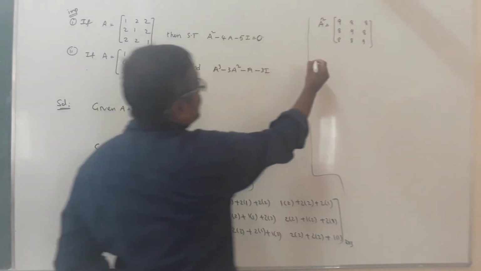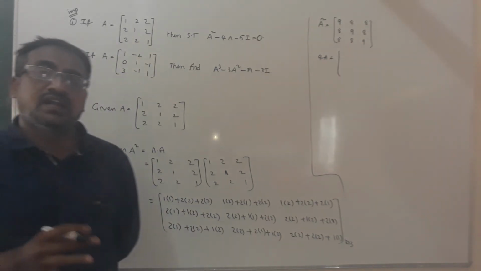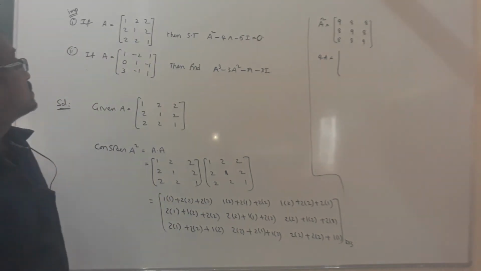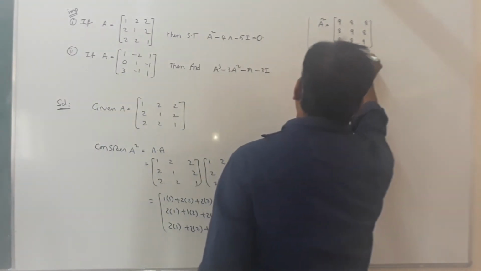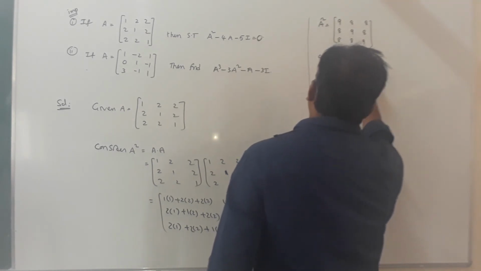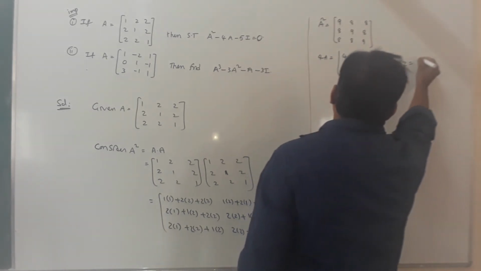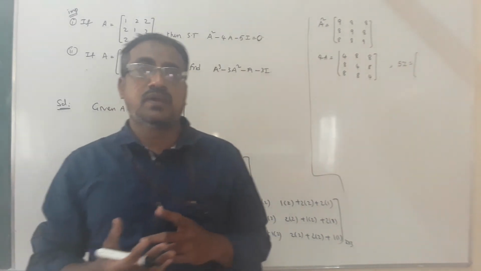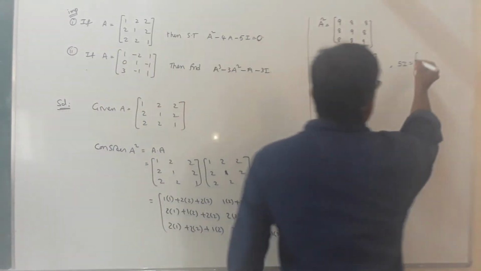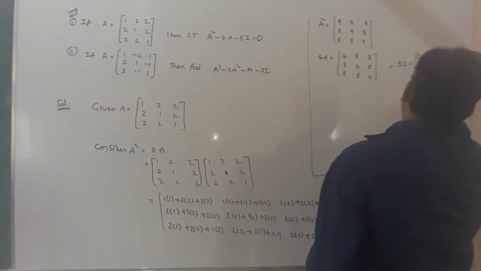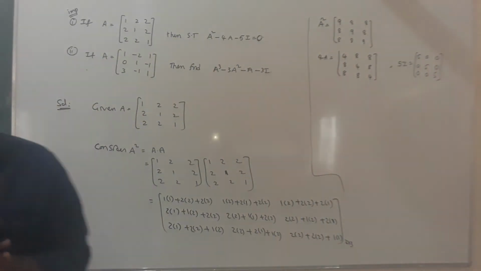Now here you have 4A. 4A is obtained by multiplying each element of the matrix A with the number 4. You will get 4, 8, 8, 8, 4, 8, 8, 8, 4. And 5I. 5I is obtained by multiplying identity matrix with the scalar 5. So it will be 5, 0, 0, 0, 5, 0, 0, 0, 5. That is the matrix 5I.